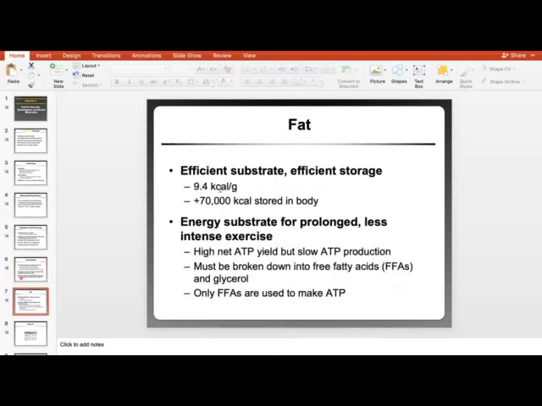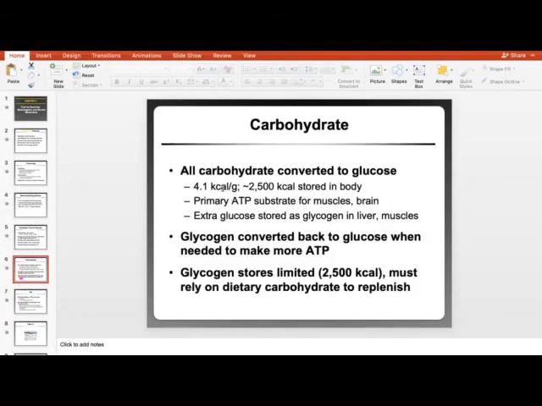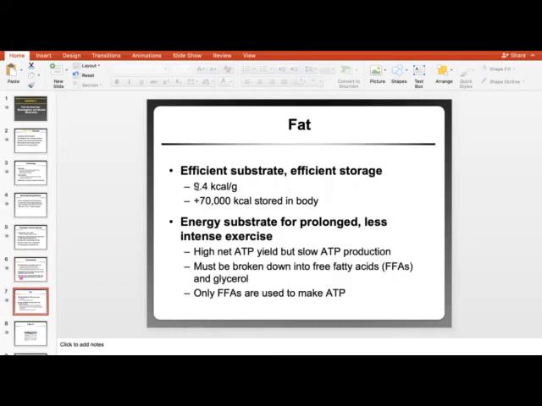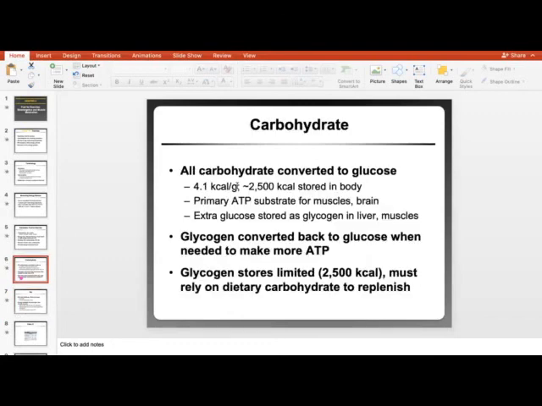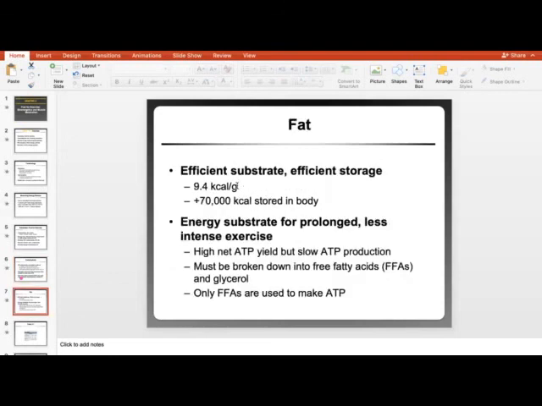Now, you'll notice for every gram of fat, you can store 9.4 kilocalories. So why would your body store things in a substrate that can't store as much energy? If I have 1 gram of carbohydrate, I can only store 4.1 kilocalories. If I switch that to fat, then I can store more than twice the amount of energy in the same amount of material. So what happens is your body is going to switch all of your excess carbohydrate to fat.